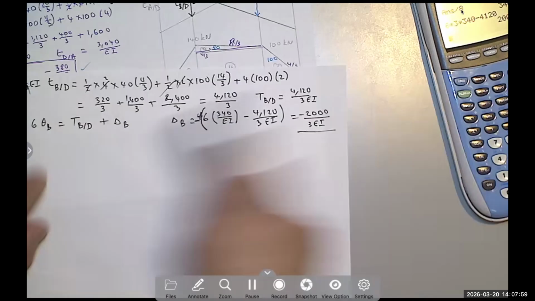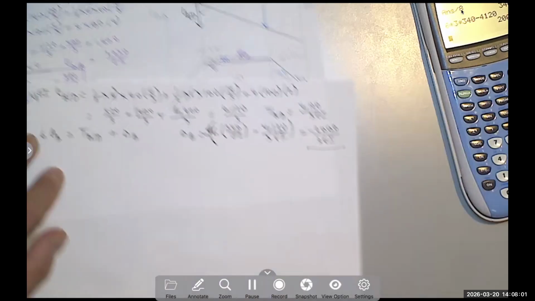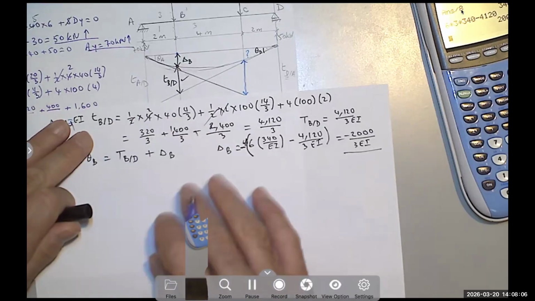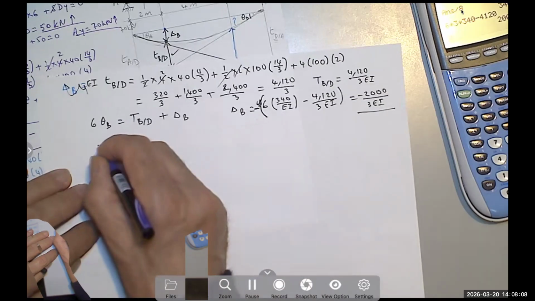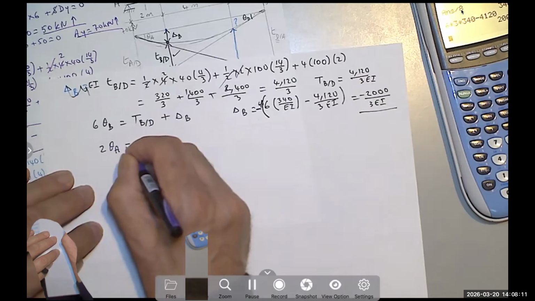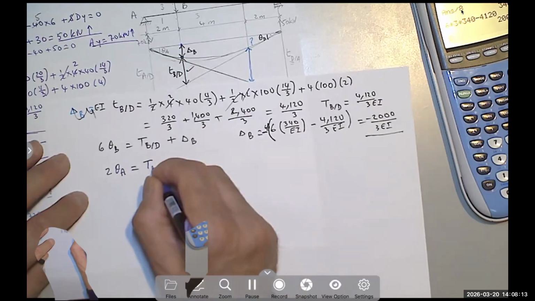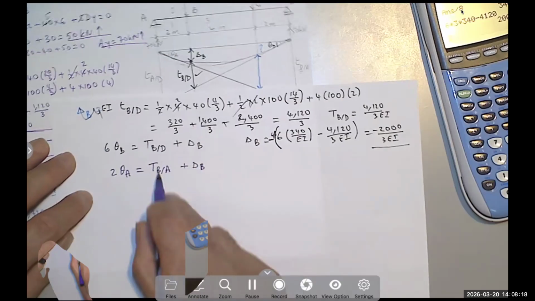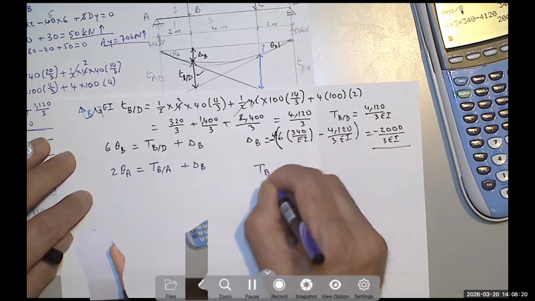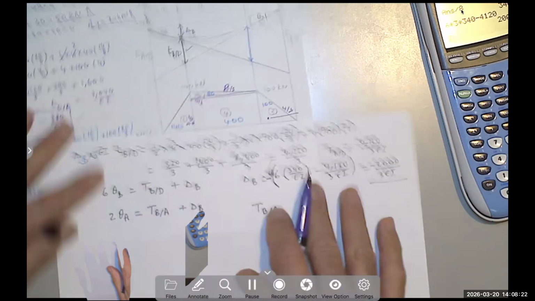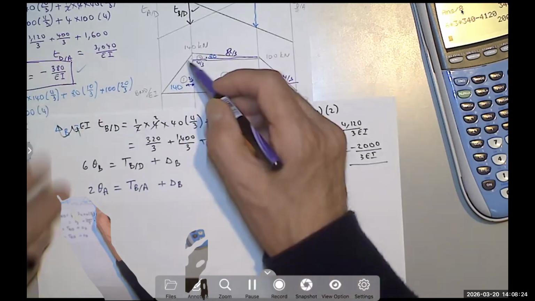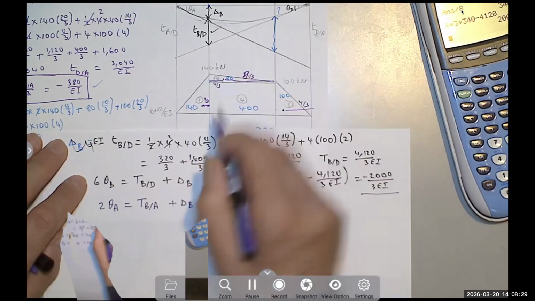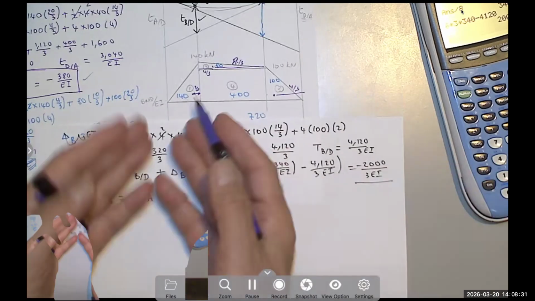Someone else would say, why do I use all of that? Couldn't I just look at it from the left-hand side? And if I look at it from the left-hand side, I will get 2 theta sub A equals TB with respect to A plus deflection of B. But the TB with respect to A is easier because it's only one triangle. I want to take the integral of the product of the area of this triangle times its distance from the centroid.